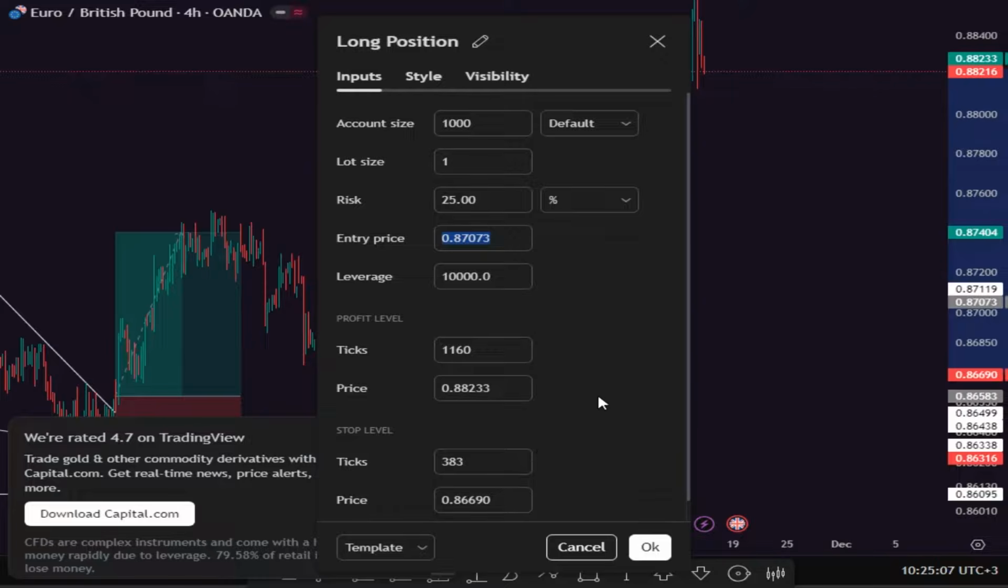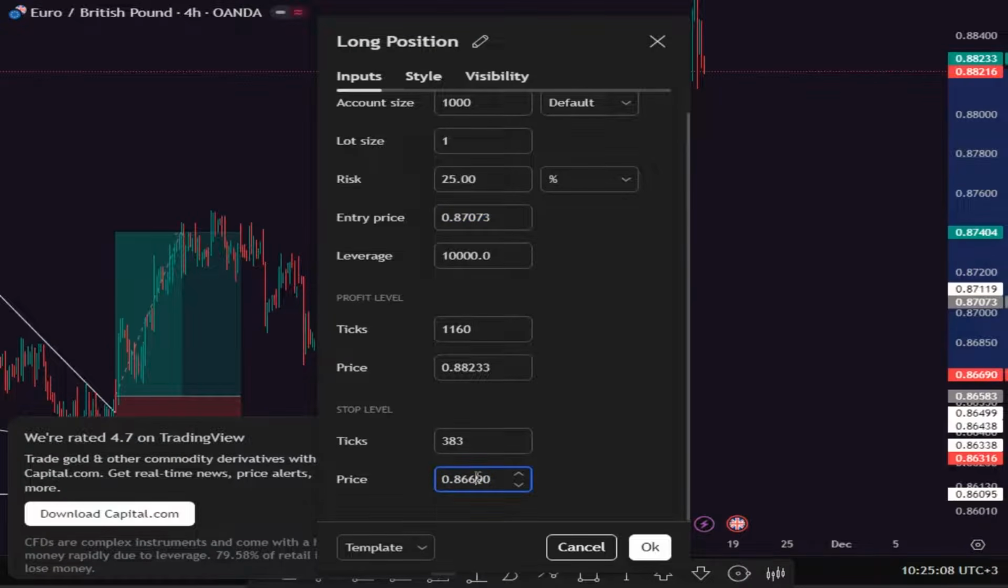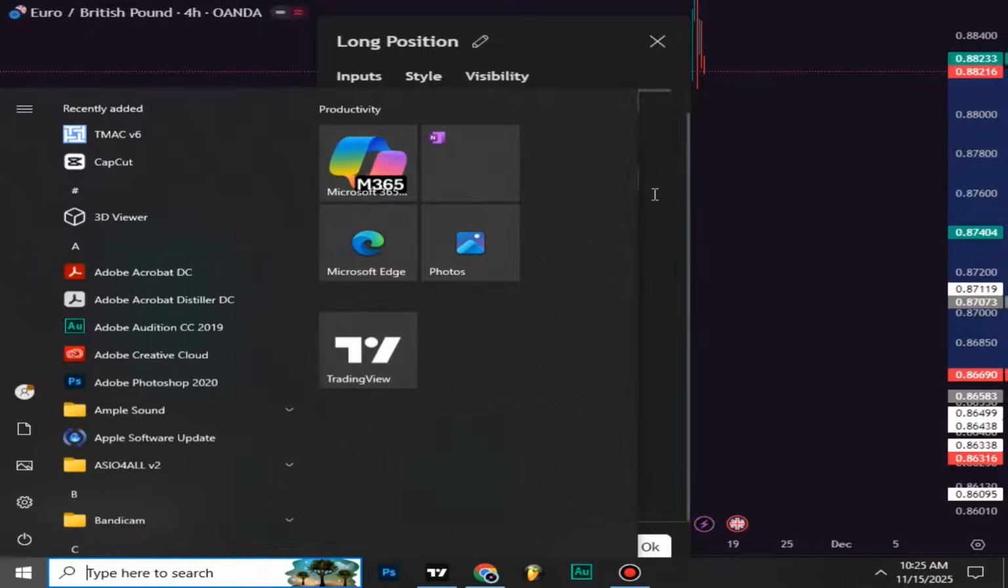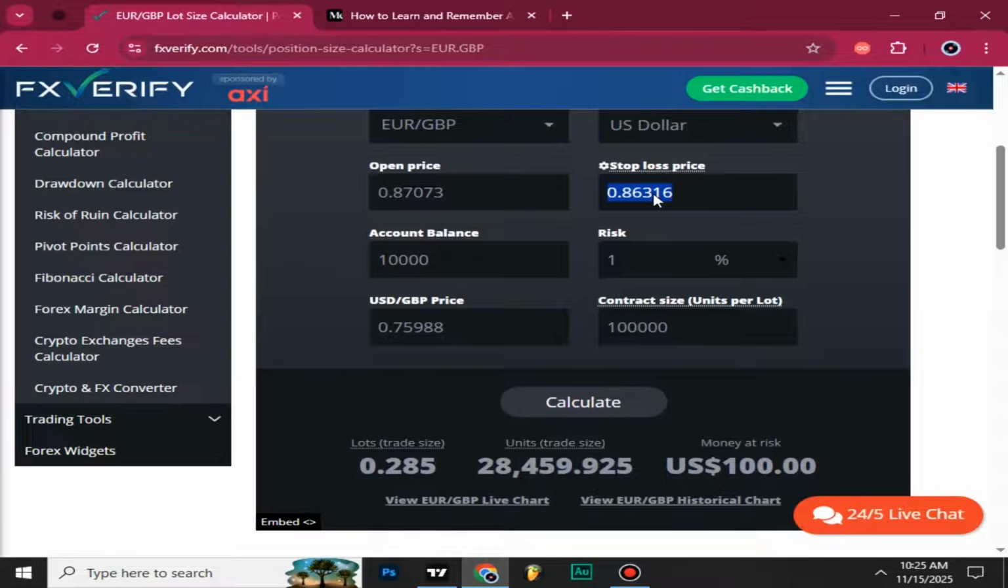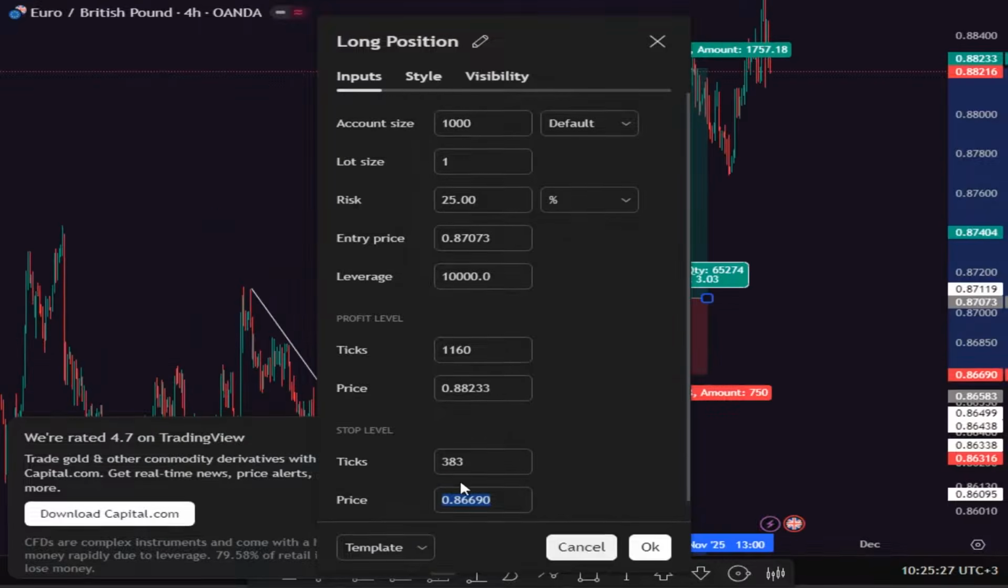So let's see how many lot size we should be using. So click on a stop level, copy that, take it back to our site, paste it. Let's see. So on to this next position, I should be using 0.198. See, I'm still risking 100. I'll do the same once again for you guys to see.